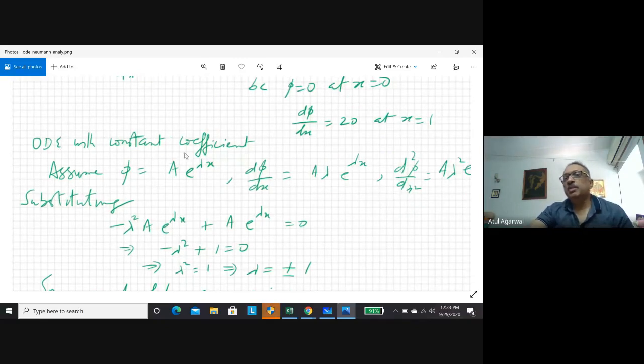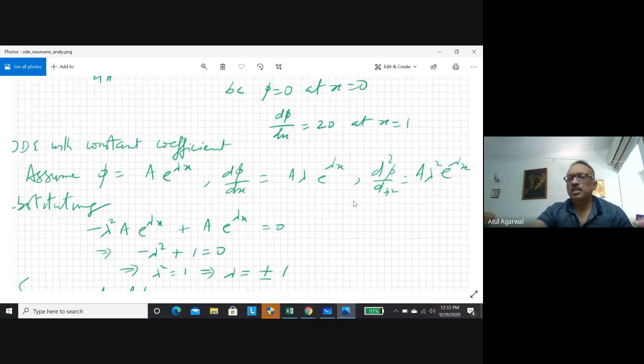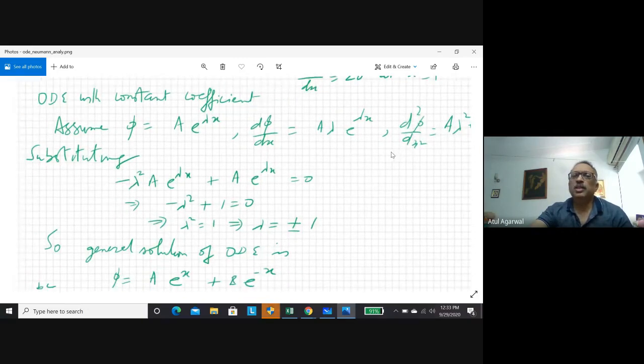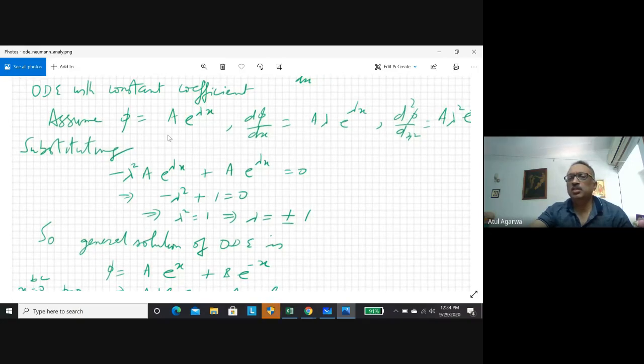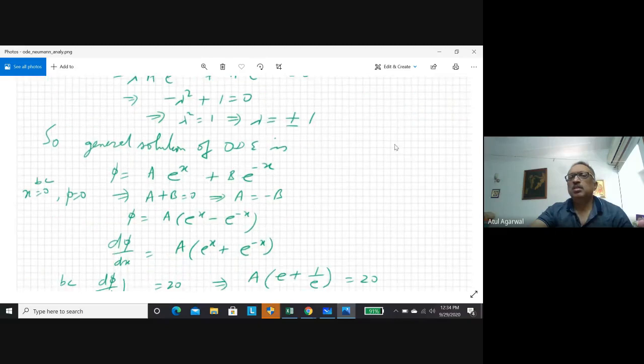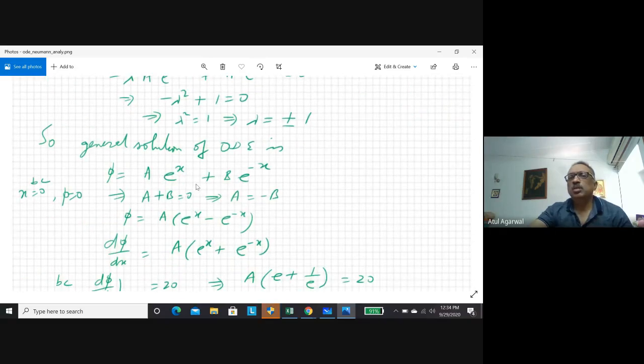When you have an ordinary differential equation with constant coefficients, you can choose this as the possible solution. This you have done in the differential equations course. So these are the first and second derivatives. You substitute into that equation and you get the value of lambda. This e to the power lambda x cancels out. So lambda is equal to plus minus 1. This is known as the characteristic equation for the given differential equation. Since lambda has two values, the general solution of the ordinary differential equation is this.